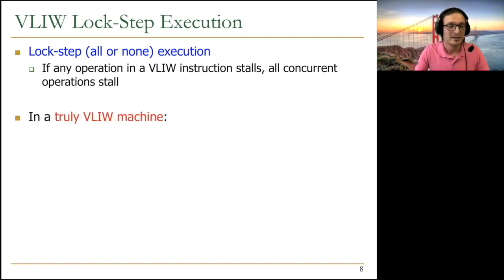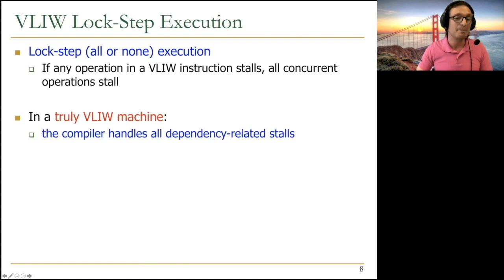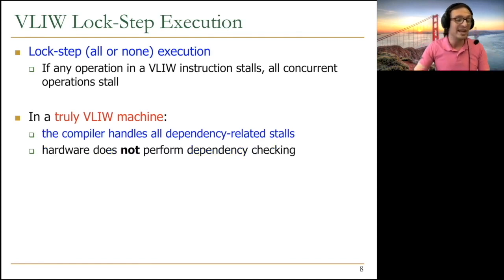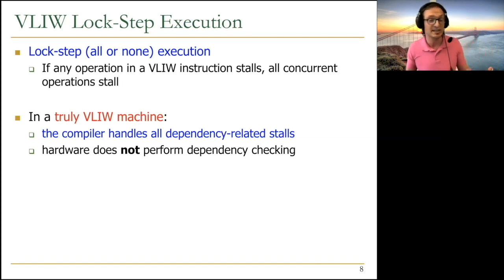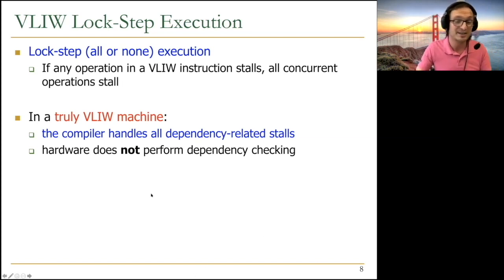Okay, so in a truly VLIW machine, a purely VLIW machine, the compiler handles all dependency-related stalls. And hardware does not perform any dependency checking. This actually includes dependency checking between pipeline stages as well. Not just within a pipeline stage, but also between pipeline stages. So the philosophy is actually very similar to simple reduced instruction set computers, right? Simple instructions. Hardware is simple, compiler is complex.